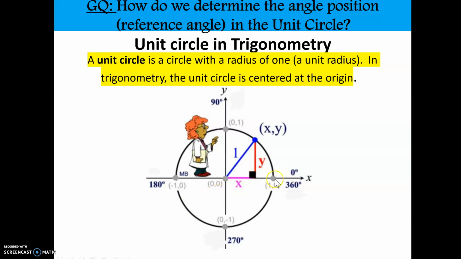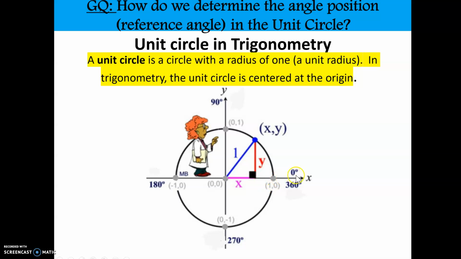If you take a look, the distance of the radius is 1. So the coordinate right here on the x-axis is 1, 0. The opposite side on the x-axis is negative 1, 0. And where it intersects the y-axis, the coordinates are 0, 1 and 0, negative 1. So the circle has a radius of 1.